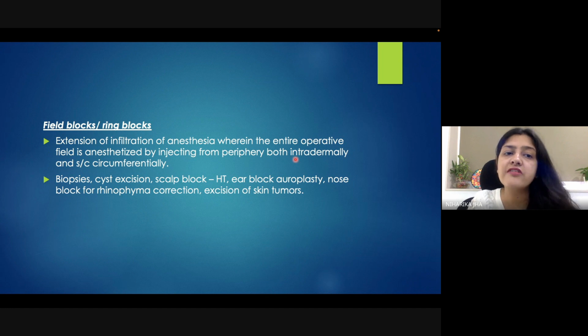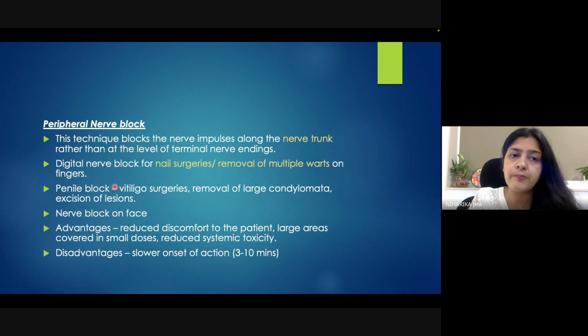This is the type of infiltration anesthesia only. Okay? This kind of anesthesia where we are giving a ring anesthesia or a field block, and we are anesthetizing the entire operative field using a small amount of anesthesia, is used for doing biopsies, for removing benign skin tumors, for doing cyst excisions, particularly epidermal cysts, and lipoma removal. All these surgeries can be done under field blocks. Then for doing nail surgeries as well, field block is used.